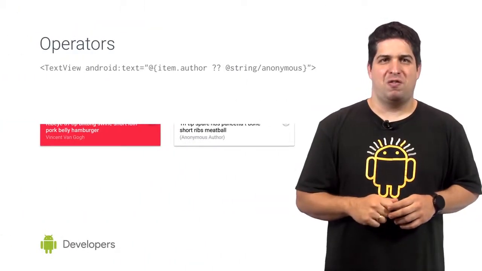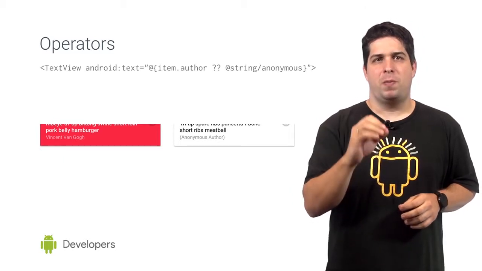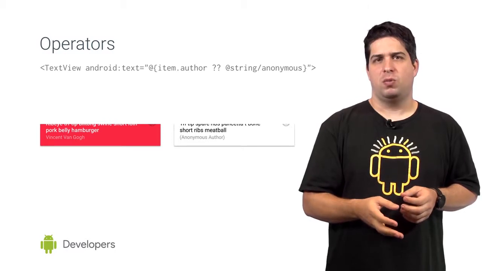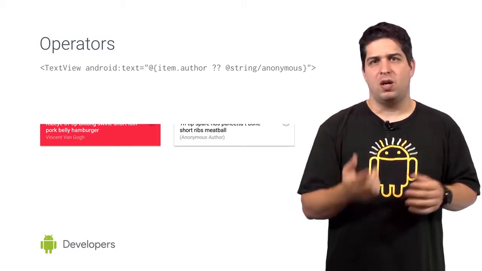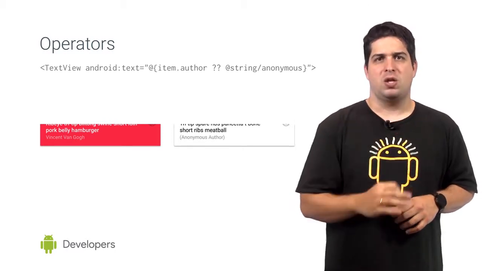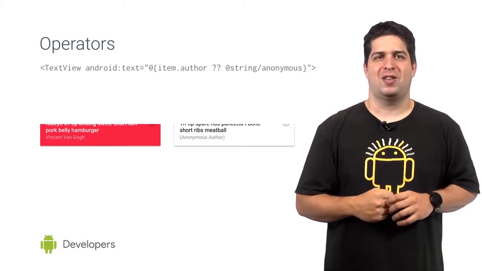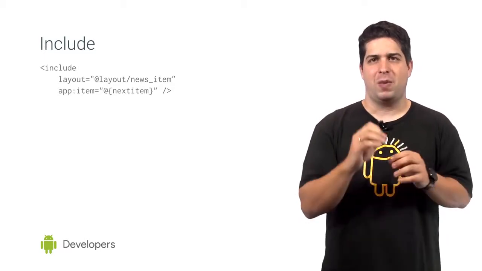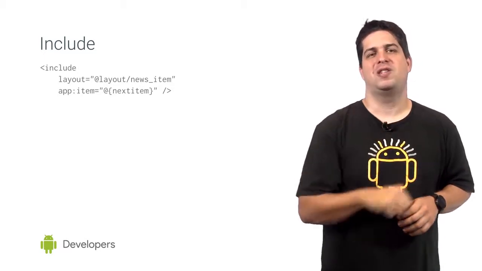Another nice trick you have with data binding is that you can use some operators, in this case a null check. So if the author attribute is null, you can use any other string you want. Check the documentation for the handful of other operators that can simplify your code. And also, you can include another layout file and specify an item to be bound for you with this layout.